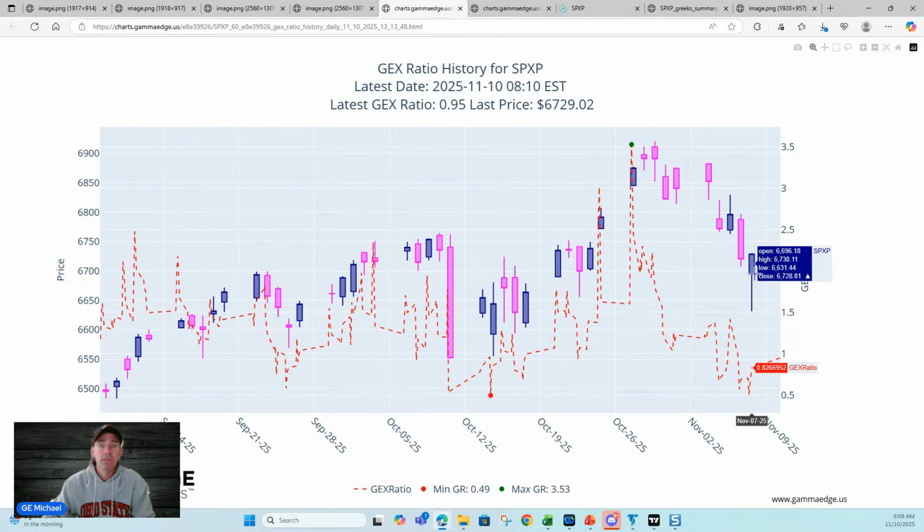We saw a significant move to the upside on Friday, a long tail here. We do have a positive slope on the GEX ratio, but we're still just below that one level at 0.95. So we give an edge to the bears, but we do have a positive slope here.